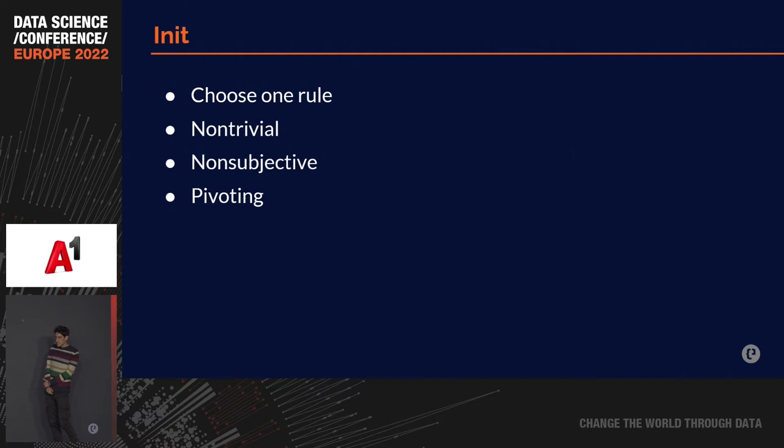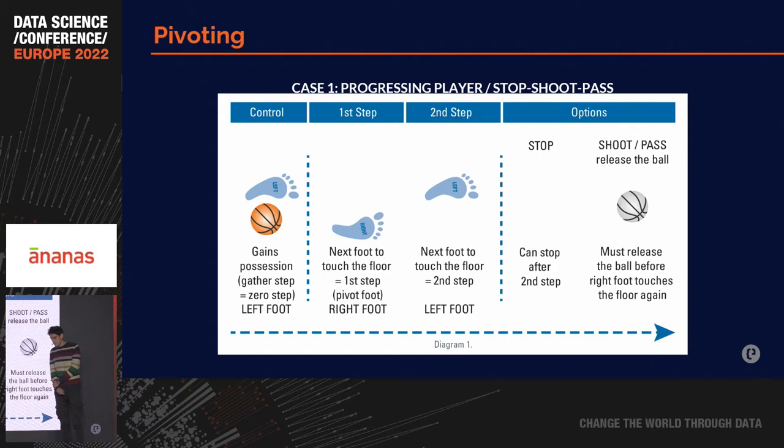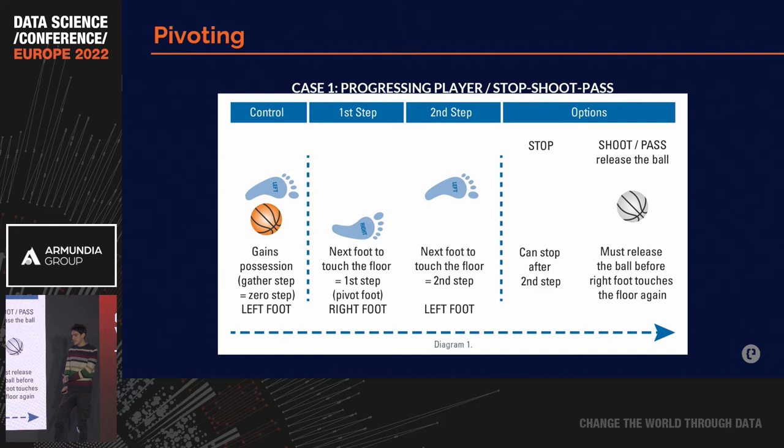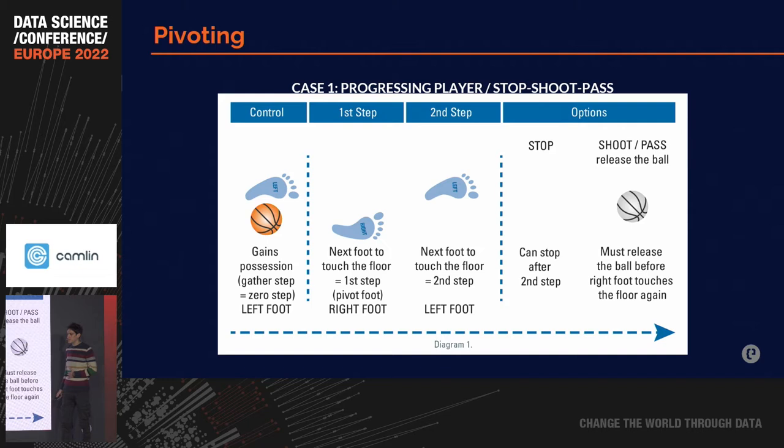So we know that players are limited in the way they can play the game. They have to follow some rules. When they dribble the ball, they need to bounce it on the floor with one hand. And whenever they stop, they are not allowed to start the dribble again, but they are allowed to pivot. There are two main cases of pivoting. One is when the player is progressing, and then after catching the ball, he stops for a shot or a pass. The other case is where the player is progressing, catching the ball, and then just continues with the dribble. We will focus in this talk on case one: progressing player, stop, shoot, pass.